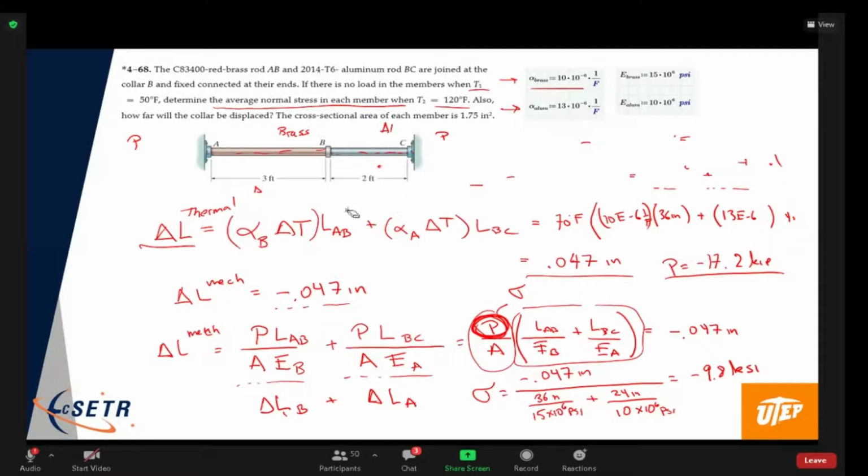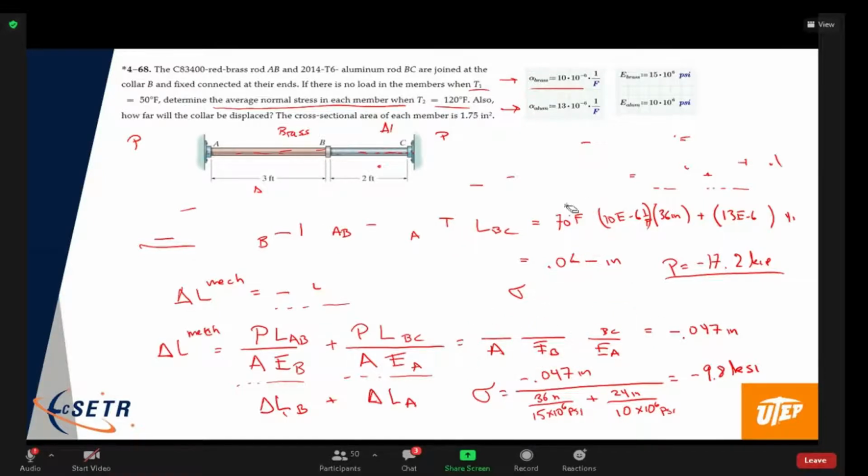Oops. I'm trying to find a way to clear this. Maybe if I do it this way.